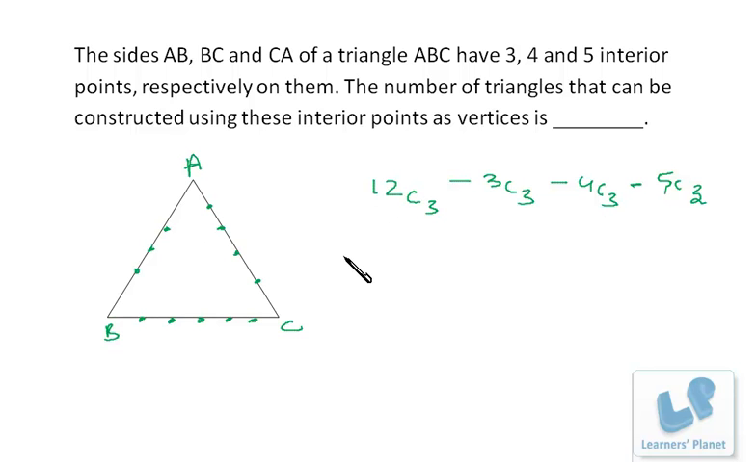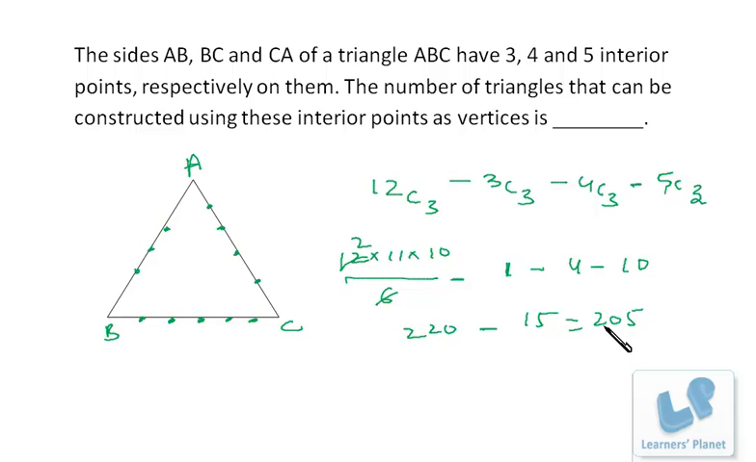So it's 12C3, that is 12 into 11 into 10 by 6. 3C3 is 1, 4C3 is 4, and 5C3 is 5C2. So it's 5 fours are 20 by 2, 10, right? So it's 220 minus 15, right? So it is 205 triangles that will be formed, right? I hope you are clear, and we discussed a similar problem in our previous session as well. So I hope you won't have any difficulty understanding that we will not get triangles by combining the points which are on a straight line, right?